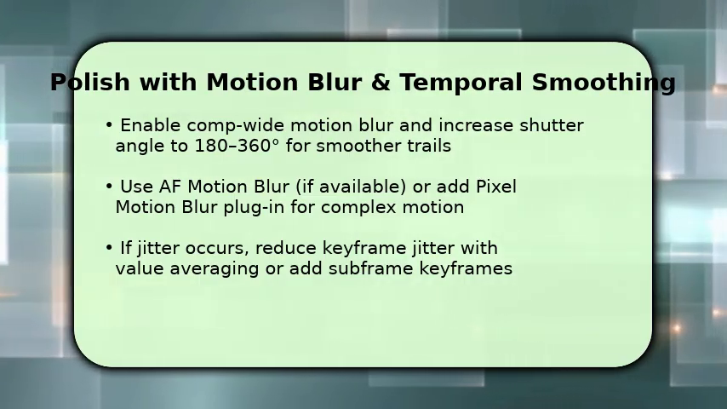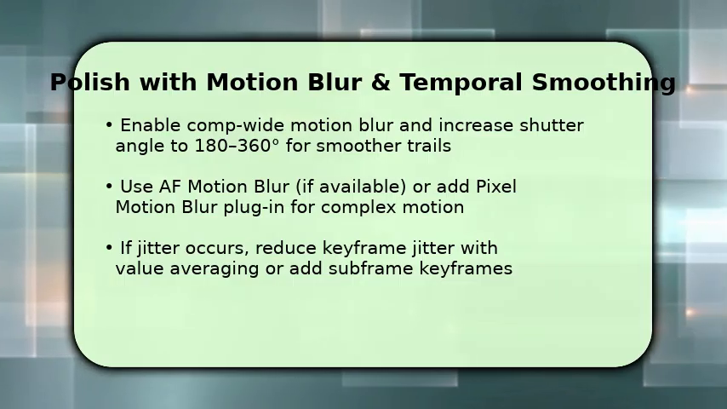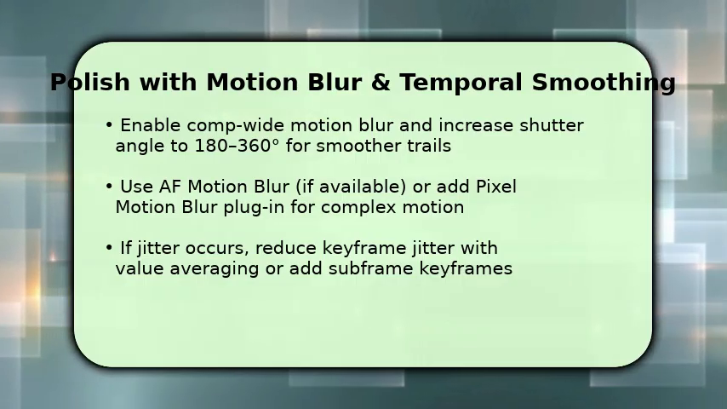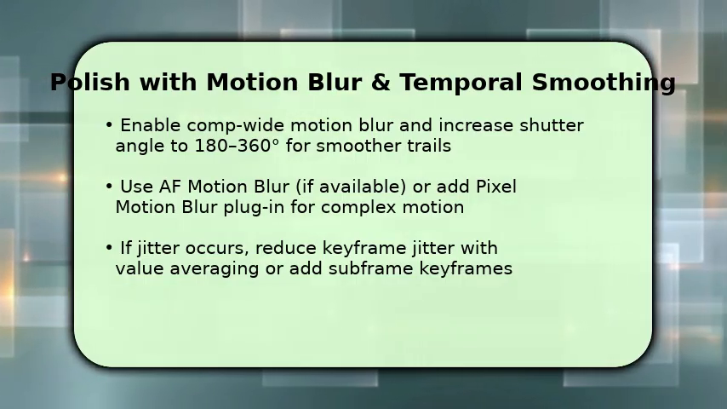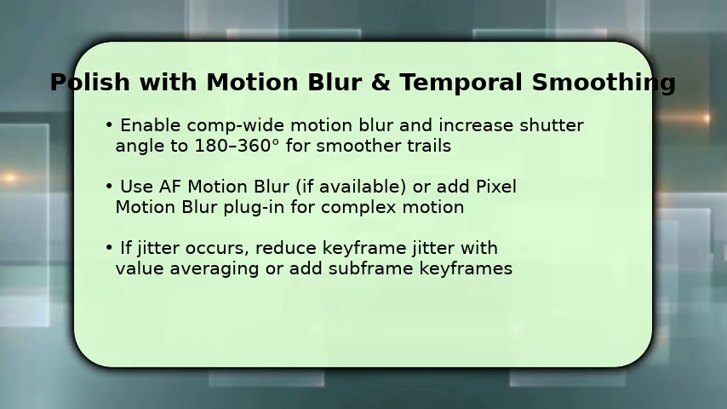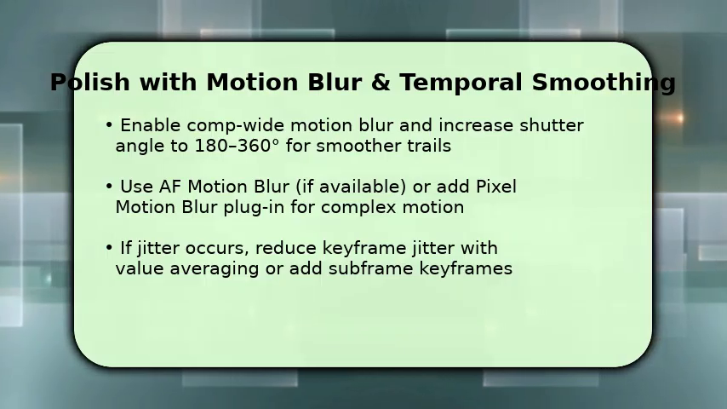If you still see jitter, nudge problematic keyframes to subframes or average nearby values to eliminate micro-variation. One troubleshooting tip: if curves snap weirdly, select keyframes and Alt-drag handles to reset tangents, then reshape slowly to prevent overshoot.